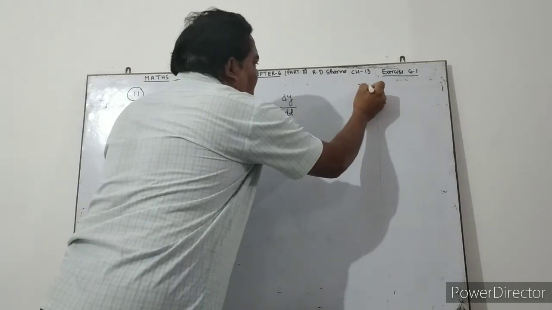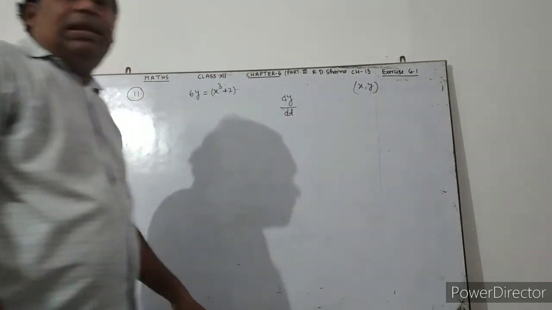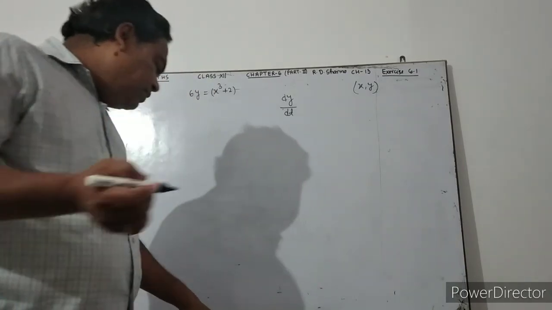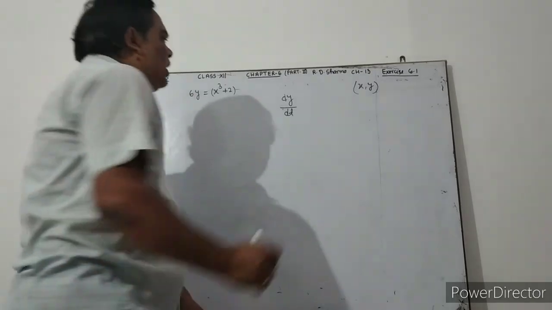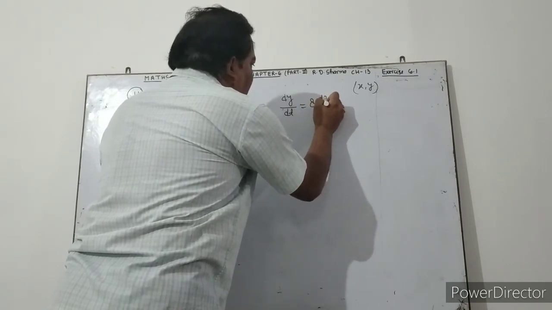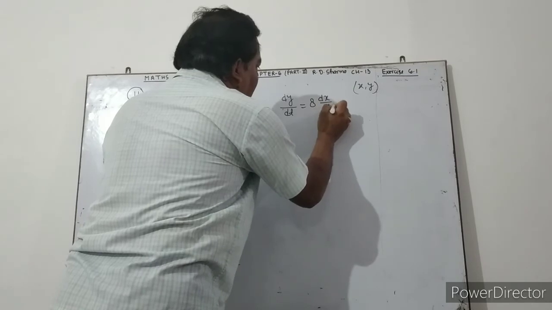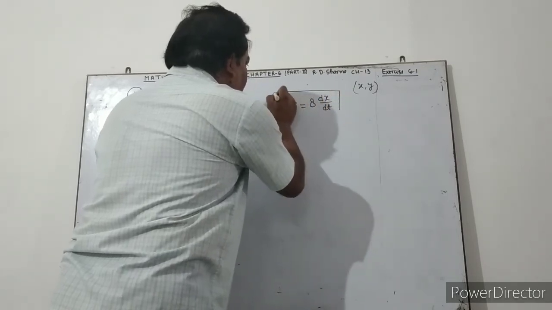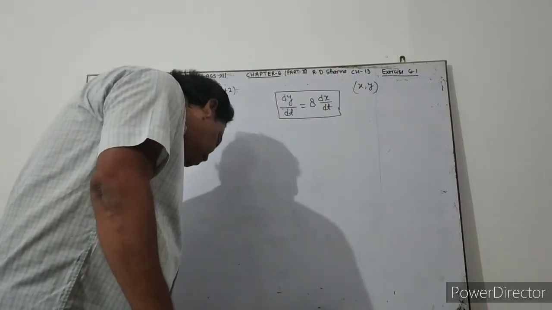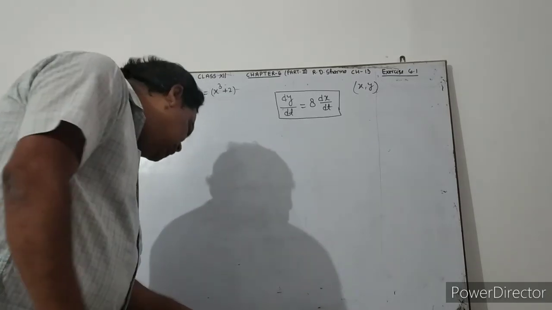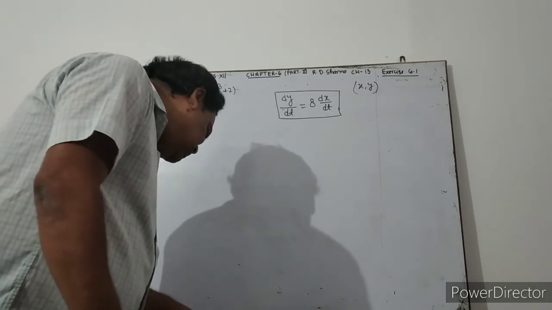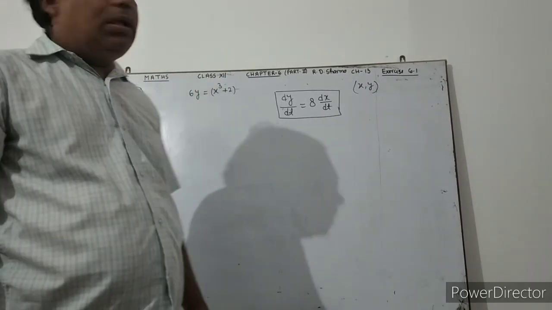Suppose x, y is the coordinate at any time. Then the y coordinate is changing 8 times as fast as the x coordinate. This means it is given that dy upon dt equals 8 dx upon dt. It is given. And what is the question? Find the point. Understand? We are asked to find the point. What is the point?